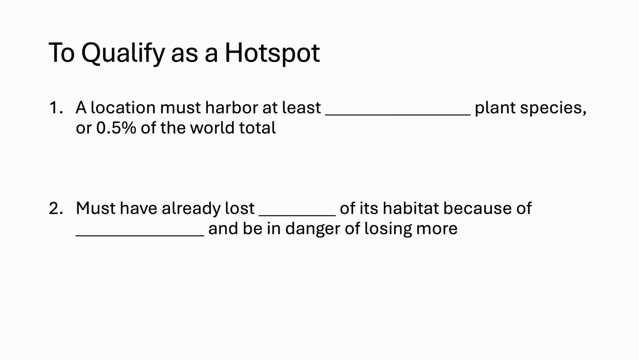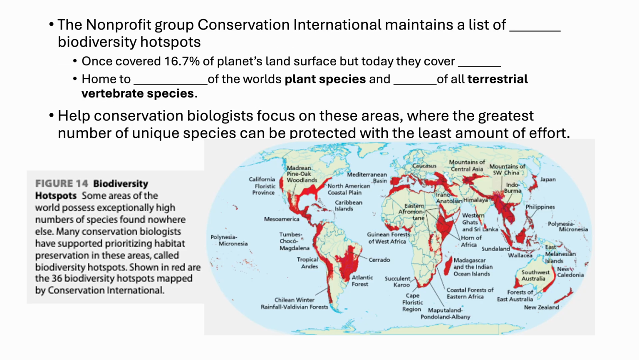So to qualify as a hotspot, a location must harbor at least 1,500 endemic plant species or 0.5% of the world total. And they also must have already lost 70% of its habitat because of human actions and be in danger of losing more. So again, we have a lot of hotspots around the world that we have classified.